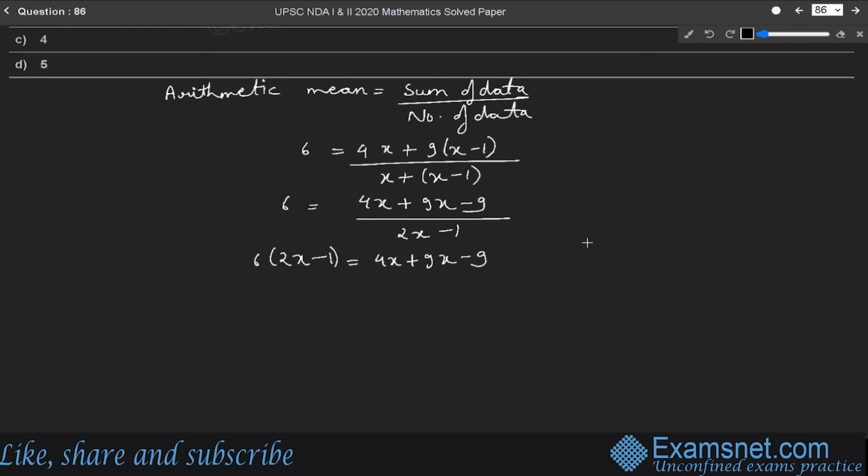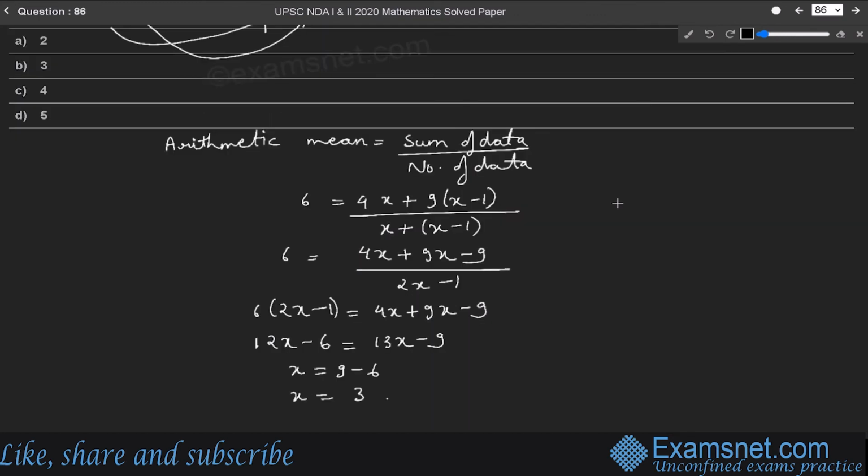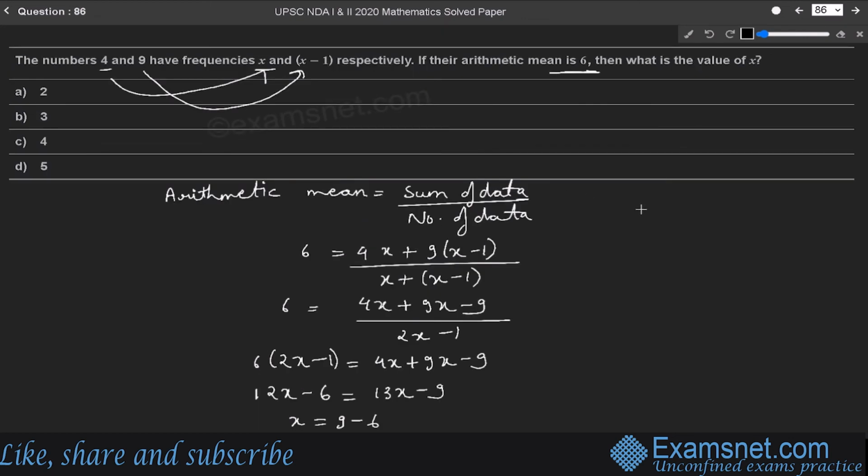Further solving it, it will be equals to 12x minus 6 is equals to 13x minus 9. So x will be equals to 9 minus 6. So x is equals to 3. So this is the value of x for this given question. It was also a very simple question. The main part in this question was the formula for arithmetic mean. So we can say that the correct option for this question is option number B, which is 3.